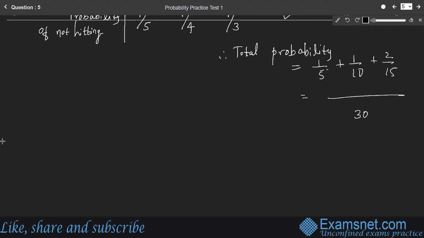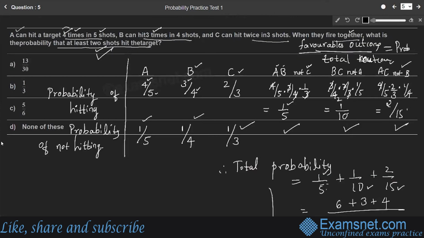Here 30 is the LCM. So the numerators become: 5 into 6, therefore it is 6. 10 into 3, therefore 1 into 3 is 3. 15 into 2, therefore 2 into 2 is 4. Therefore 13 by 30 is the probability that at least 2 shots hit the target. Hence option A.